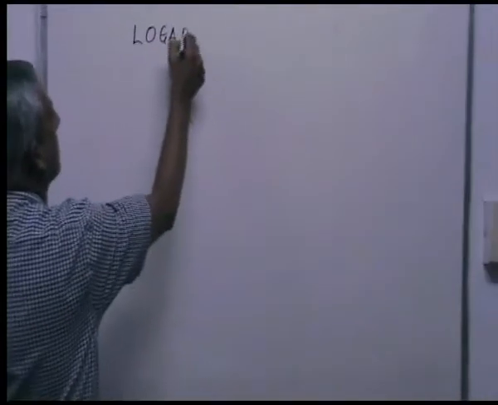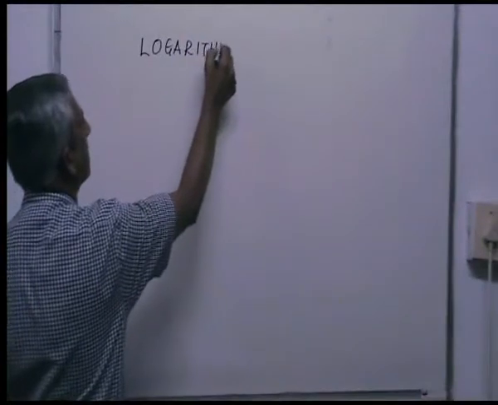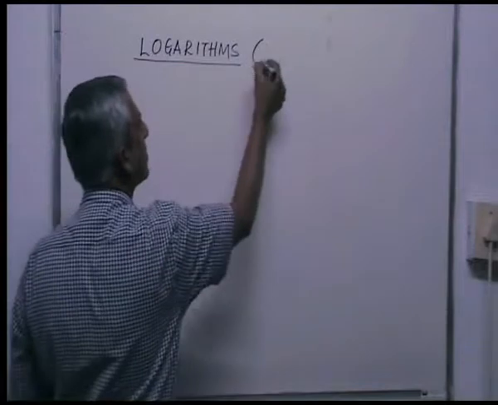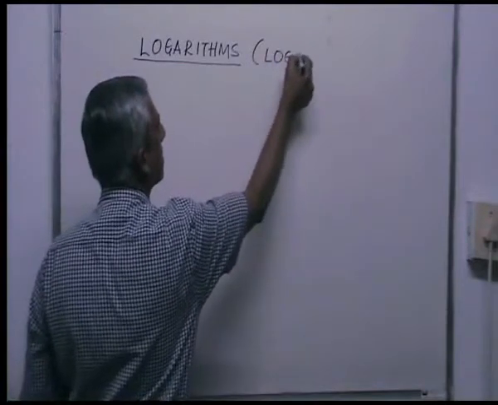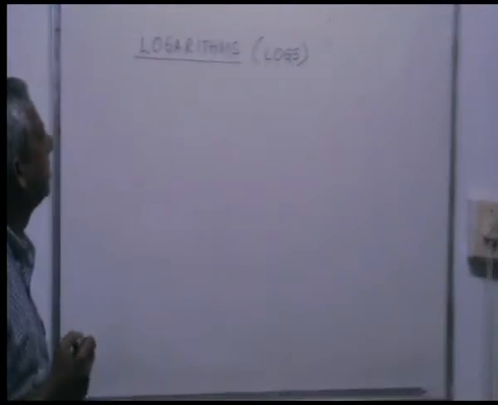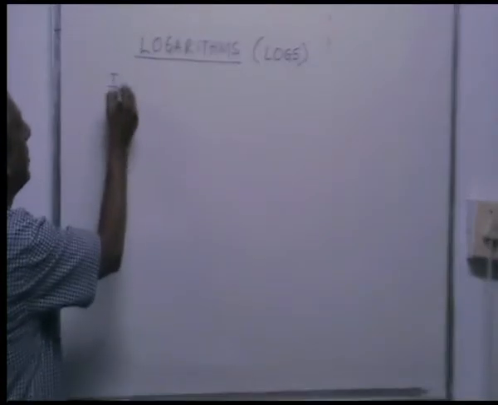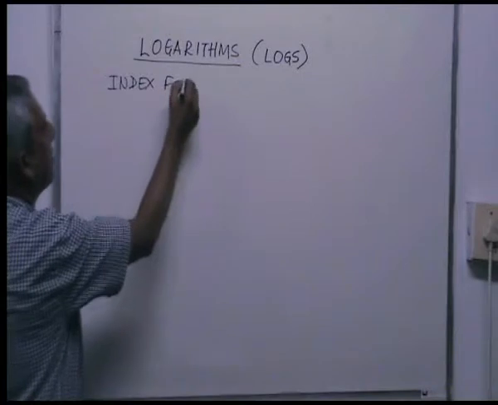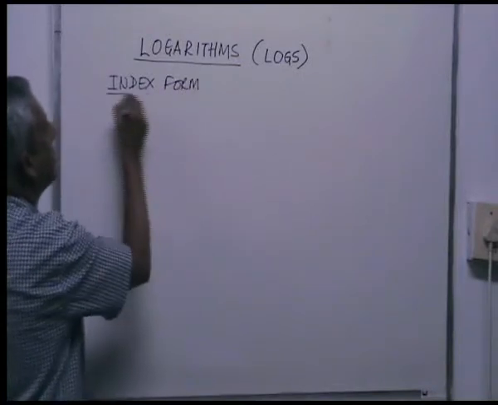So we're looking at logarithms, and in short, in maths we just call it logs. So from now on we're just going to talk about logs. We're not going to use the word logarithms. Now first we must understand where logarithms come from. So let's look at what we call index form. It comes from writing numbers in index form.